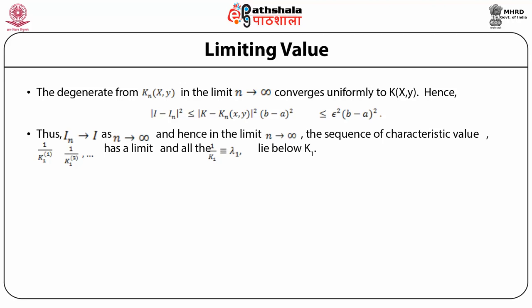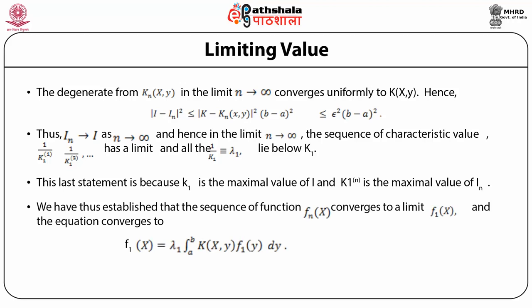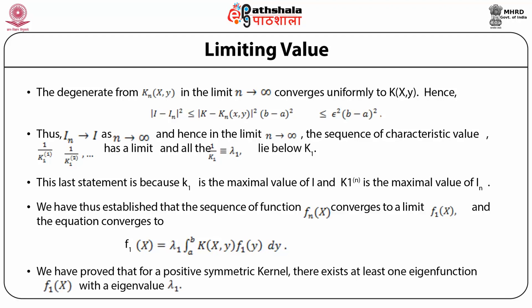Hence, in the limit n goes to infinity, the sequence of characteristic values 1 upon k_11, 1 upon k_12, etc. have a limit. 1 upon k_1 is equal to lambda 1 and all the k_1n's lie below k_1. This last statement is because k_1 is the maximal value of I and k_1n is the maximal value of I_n. We have thus established that the sequence of functions f_n(x) converges to a limit f_1 of x, and the equation converges to f_1(x) equal to lambda 1 integral from a to b of k(x,y) f_1(y) dy. We have thus proved that for a positive symmetric kernel, there exists at least one eigenfunction f_1 of x with eigenvalue lambda 1.